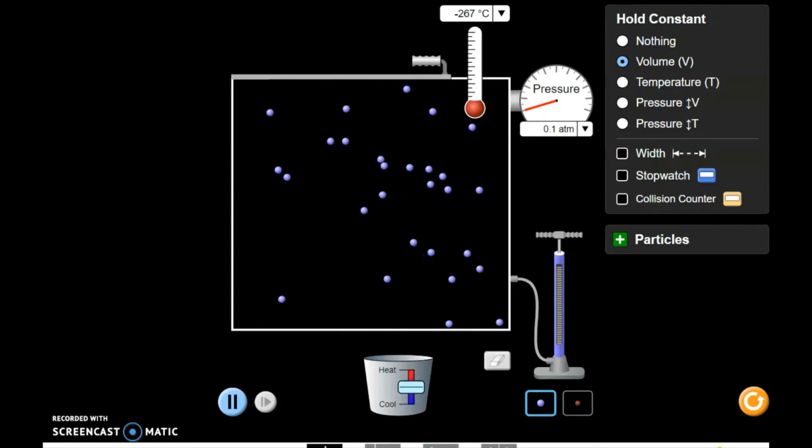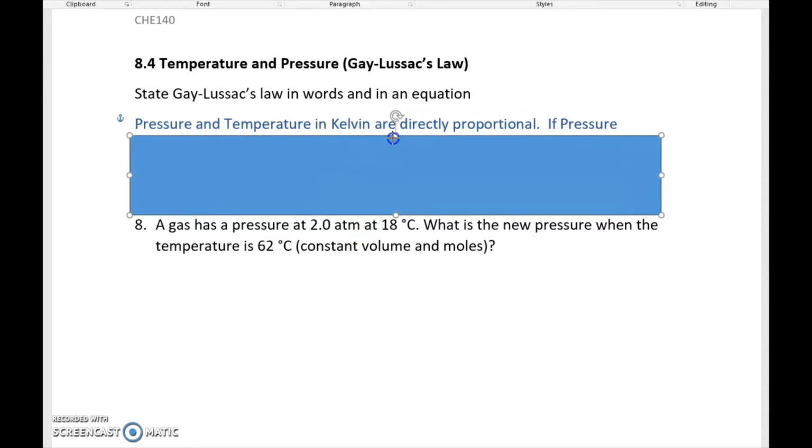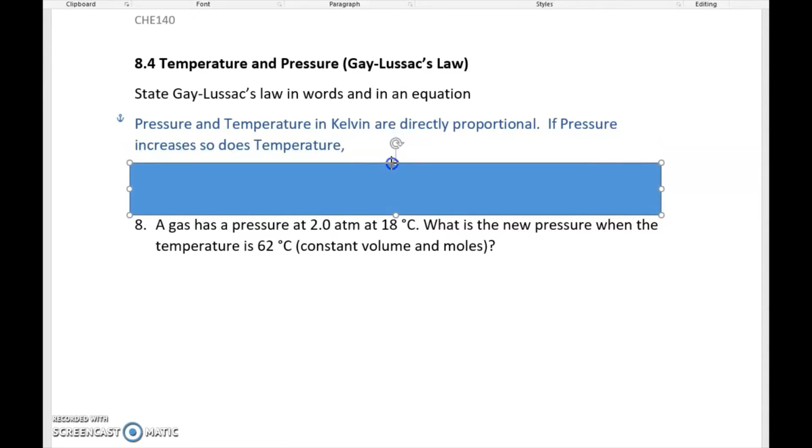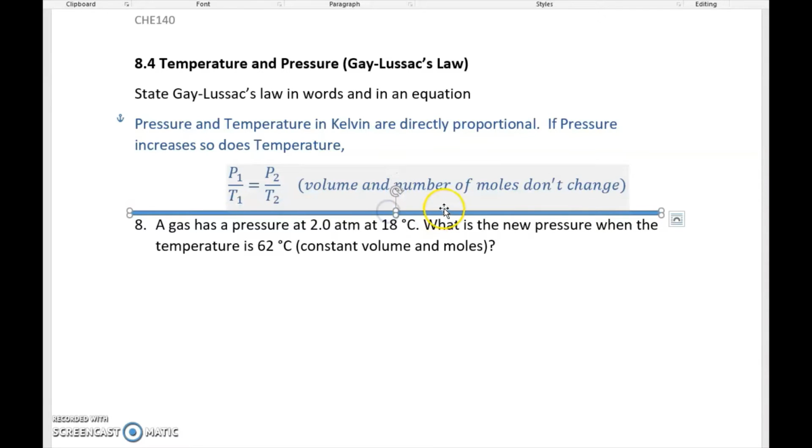Okay, so let's look at some math. Let's state it in words and with an equation. Pressure and temperature in Kelvin are directly proportional. So if the pressure increases, so does the temperature. We can also write the following equation. The initial pressure, or the beginning pressure, divided by the beginning temperature will be equal to the final pressure, pressure 2, divided by temperature 2. We're assuming here that the volume and number of moles don't change.